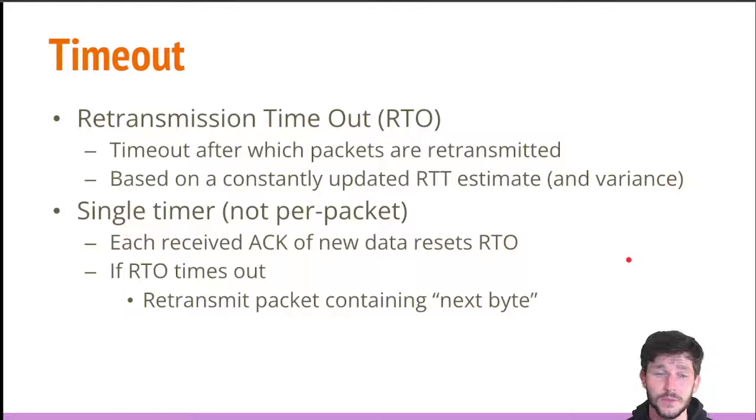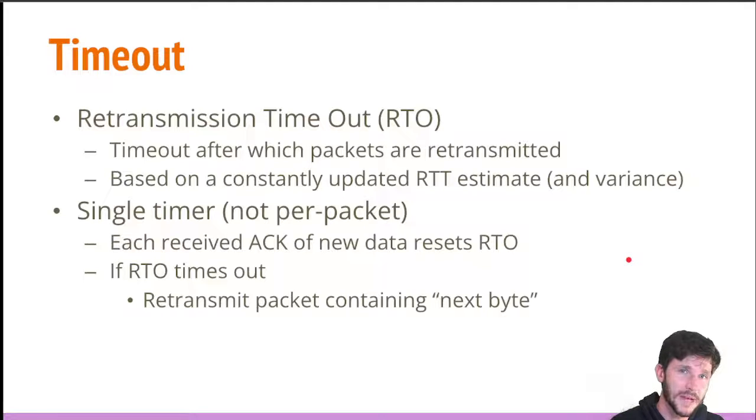So, zooming in on this timeout. We have this value, abbreviated RTO, which is the retransmission timeout. And this is the timeout after which we should retransmit our packets. And in these real TCP implementations, this is constantly being updated based on what we measure the current round trip time to be.